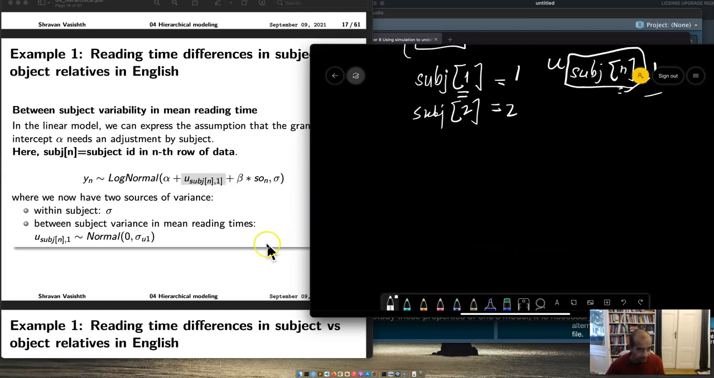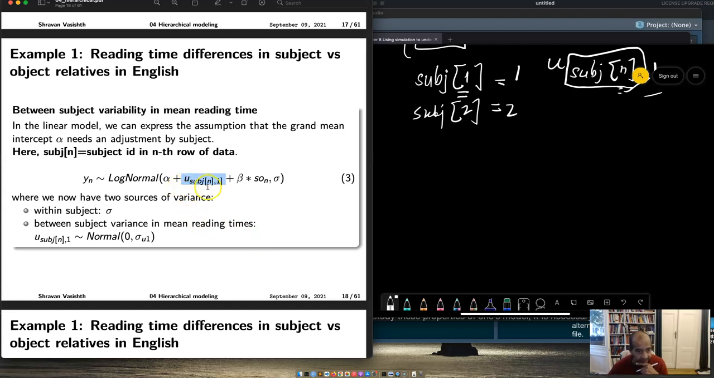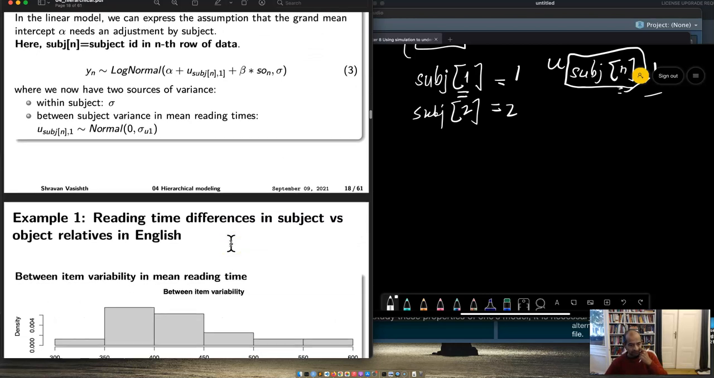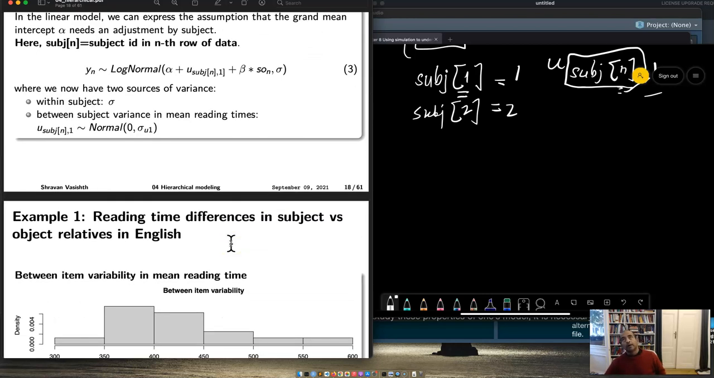The upshot of all this is that we've added a varying intercept for each subject, and now we have two sources of variance. Not only do we have sigma here, which is the average within-subject variability, but we also have between-subject variability represented by this intercept adjustment, which has some standard deviation sigma u1. So there are two sources of variance now in this model. This is what adds noise in the data. This is what makes it very hard to get accurate estimates of the effects of interest, whatever you're looking for.